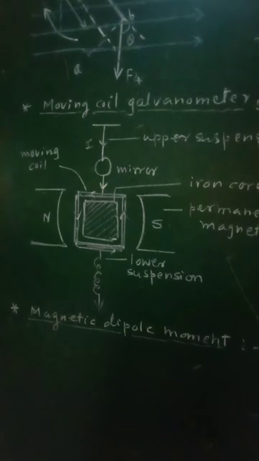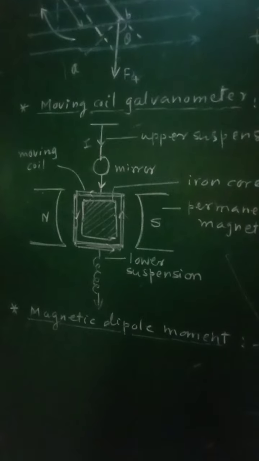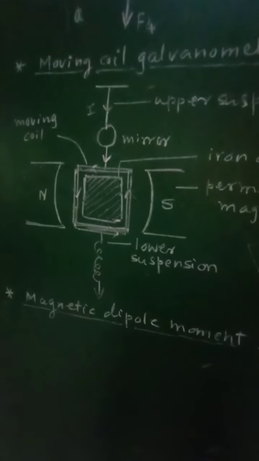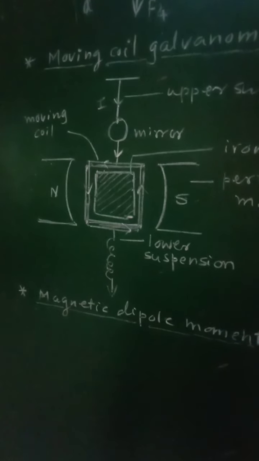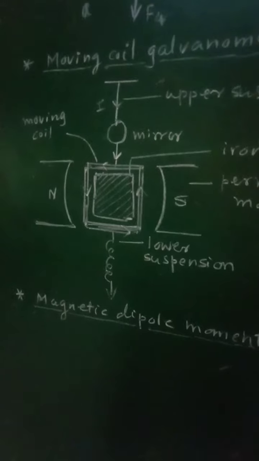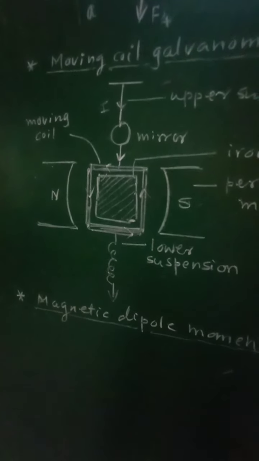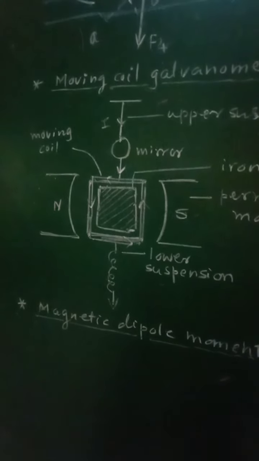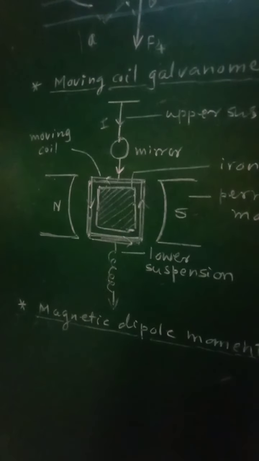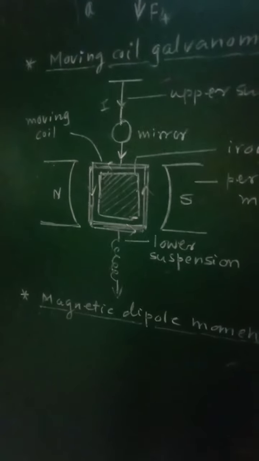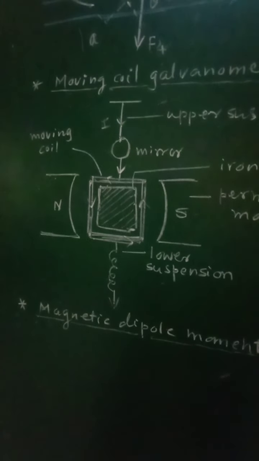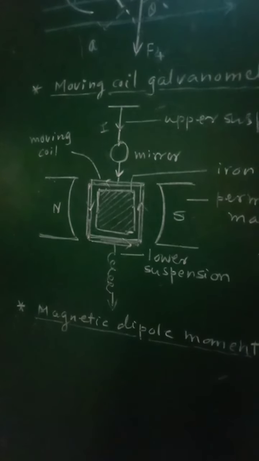Moving coil galvanometer consists of a coil of several turns mounted. The coil may be mounted in two ways, either suspended or pivoted. Now in this figure it is suspended. Sometimes it will be pivoted, that is supported in such a way that it can freely rotate about a fixed axis. It can rotate about a fixed axis in that radial uniform magnetic field.